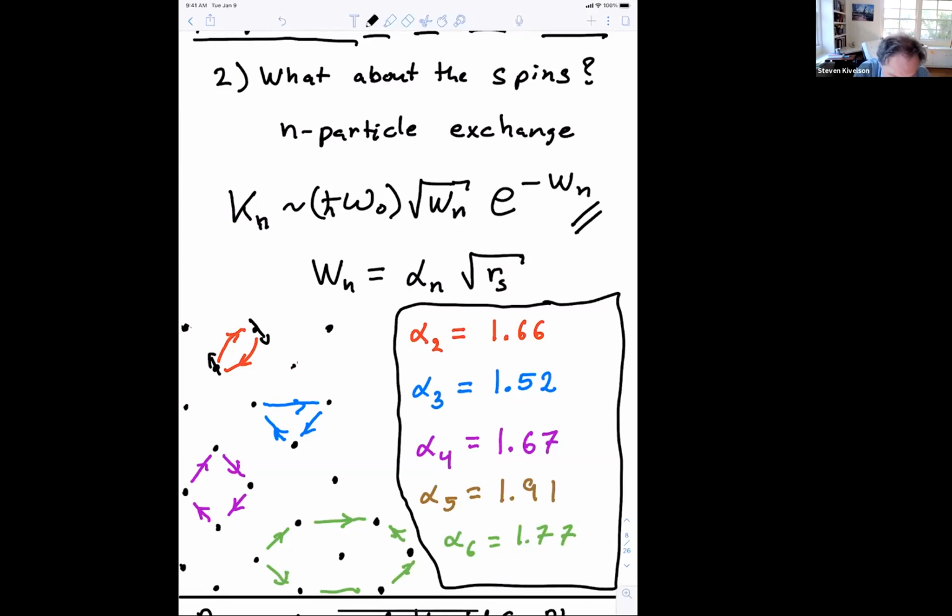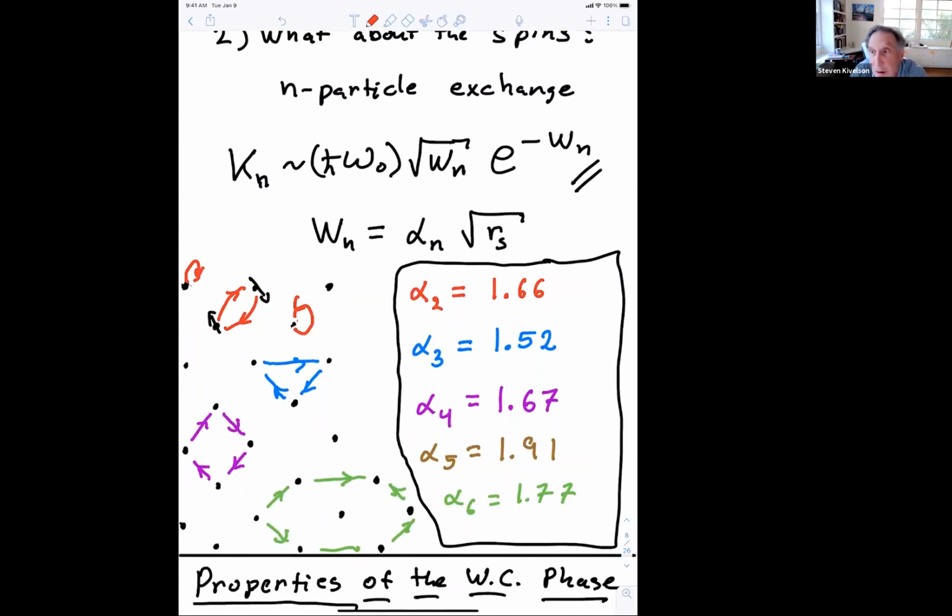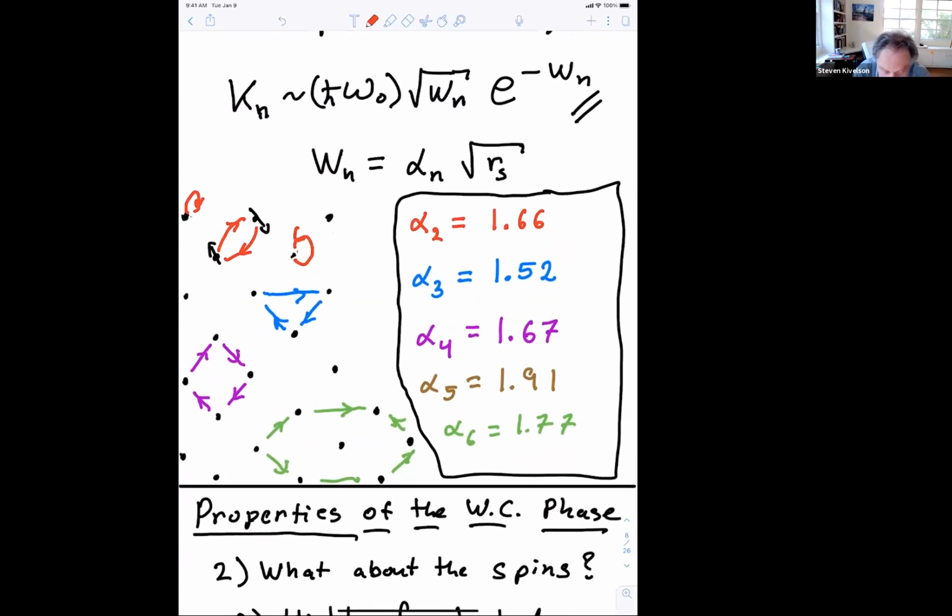And as, for instance, these 2 particles are exchanging with each other, undoubtedly neighboring particles are going to be moving so as to get out of the way. We do our best to handle that problem. And in this way, we obtained estimates for these various coefficients alpha that come into these exchange interactions. And I've listed them here for the 2-particle exchange, the 3-particle exchange, the 4-particle exchange, 5-particle exchange not shown, and the 6-particle exchange. And there are a couple of things about these numbers that are a little bit surprising.